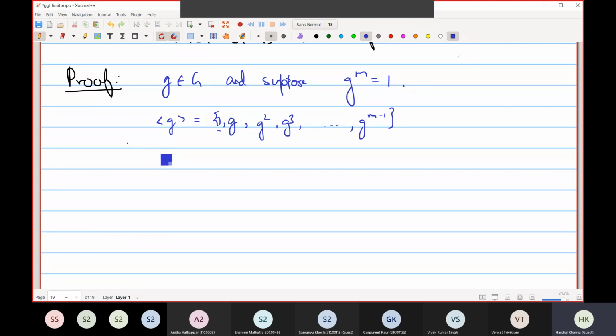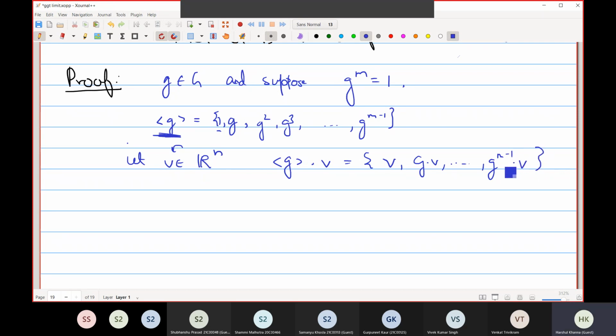Now let v belong to Rn. So let's take a point in Rn, and let's look at how this subgroup acts on it. Let's look at how all these elements act on v. So this will be v, g dot v, till g to the power m minus 1 dot v. Note, v is just a point in Rn. We do not have some multiplication going on here. This is just the group action notation.